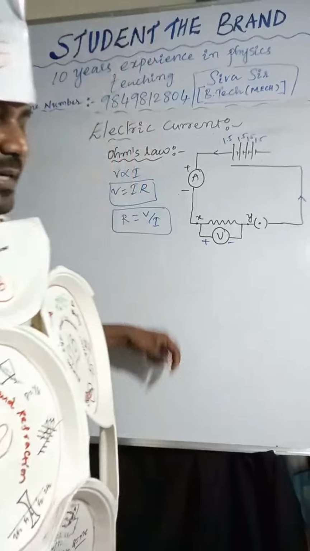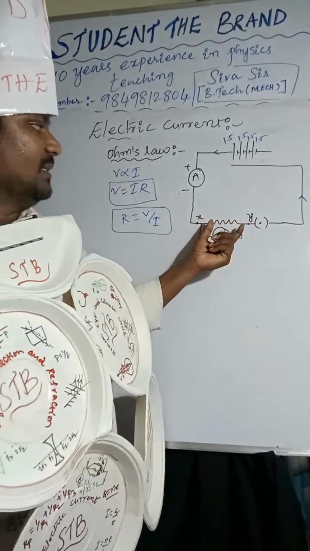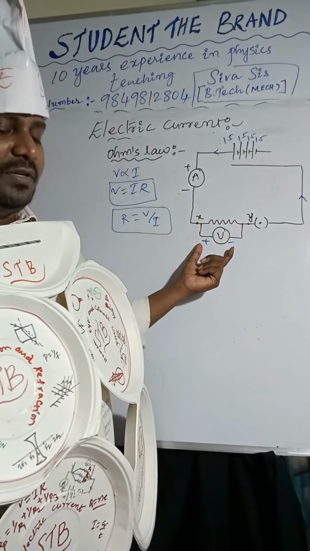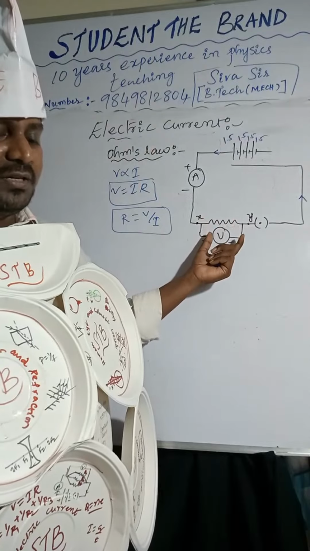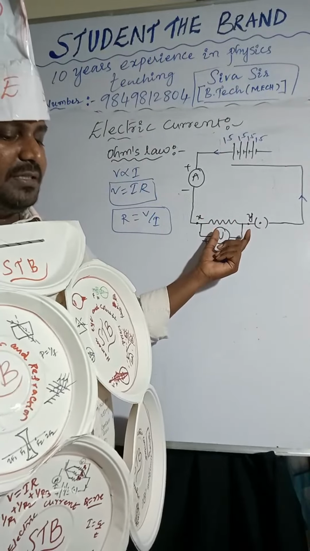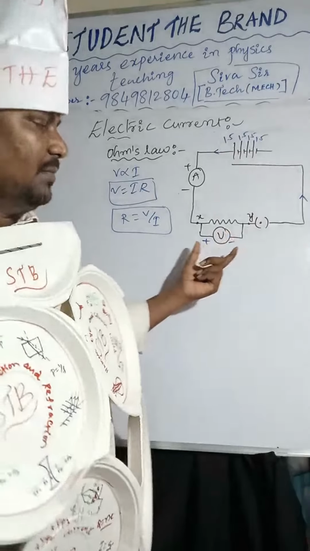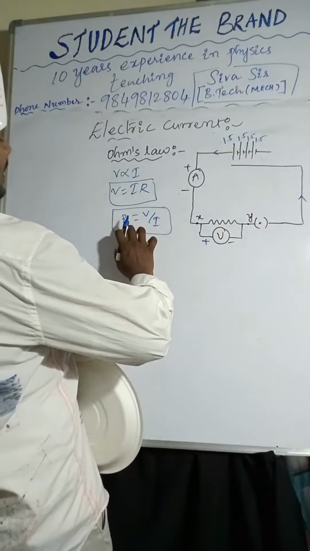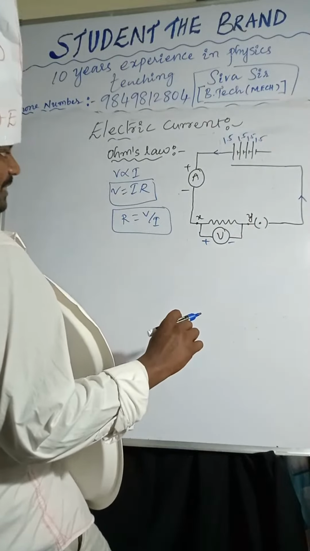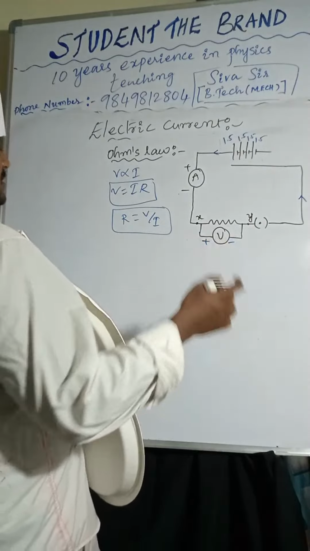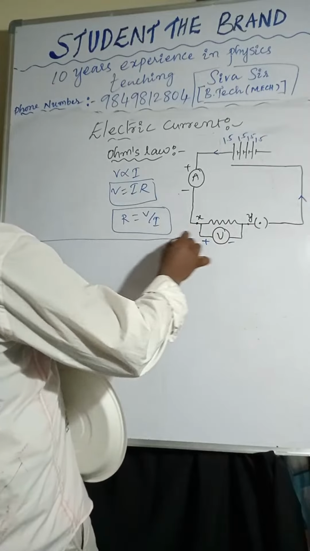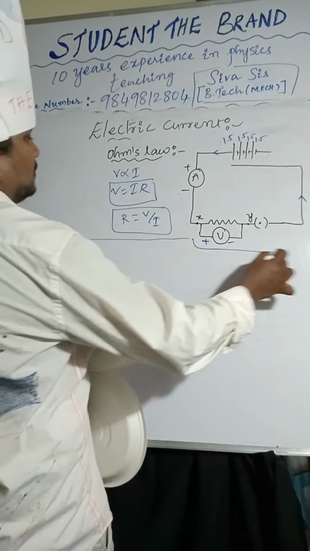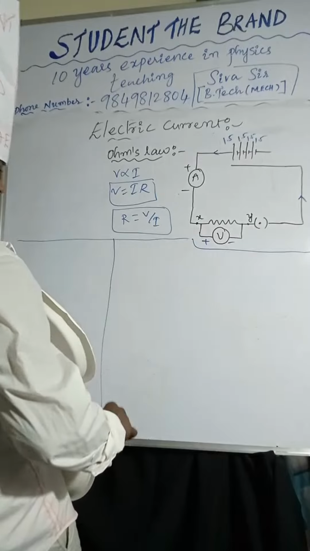So here I am considering that across this resistor potential difference is there. Okay, so potential difference I am taking now. V equal to IR, R is the resistance. Ohm's law gives the definition of resistance.